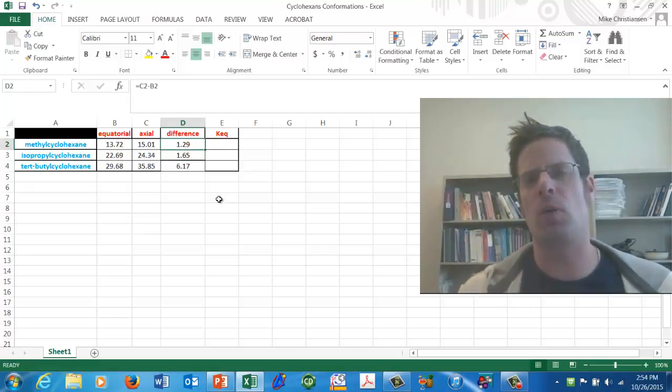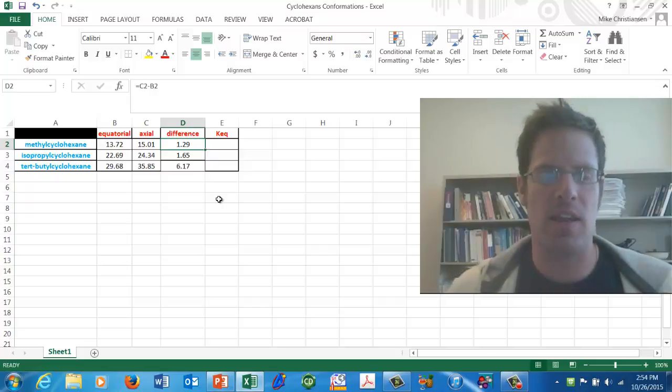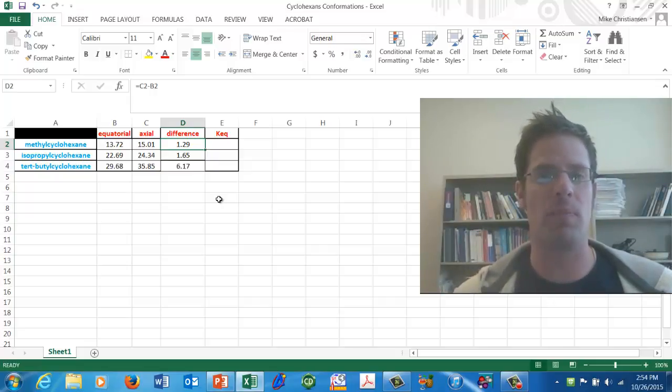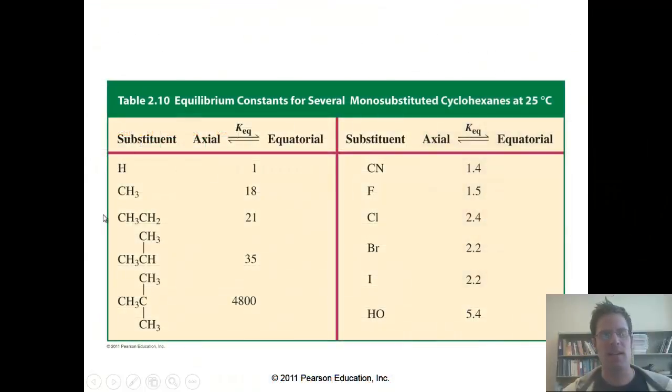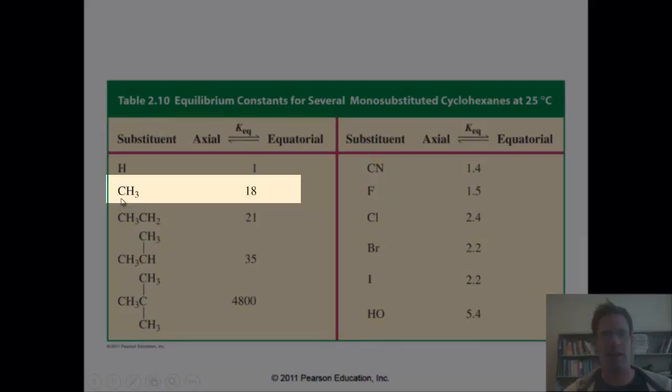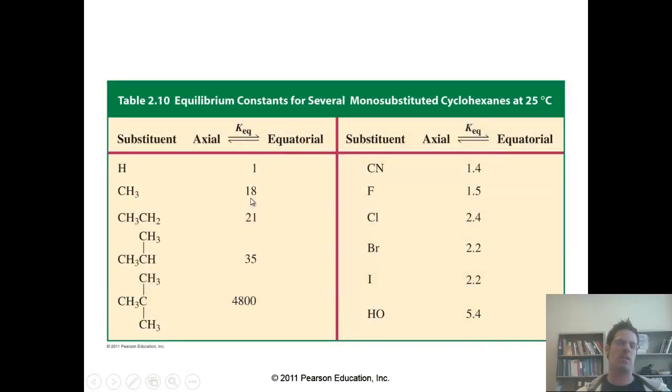Let's see if that holds true or is consistent with data that have actually been experimentally reported. We'll do that by turning to table 4.10 from our text. Here is that table. As you can see, a methyl substituted cyclohexane has a KEQ, that is an equilibrium constant value of 18. What that means is that there's an 18-to-1 ratio of equatorial to axial of that molecule. So energetically speaking, the equatorial, as we would predict, is much more favored.